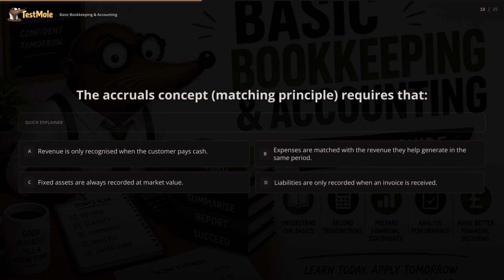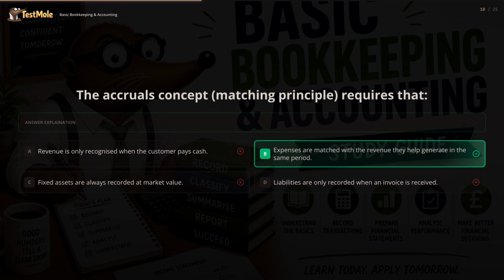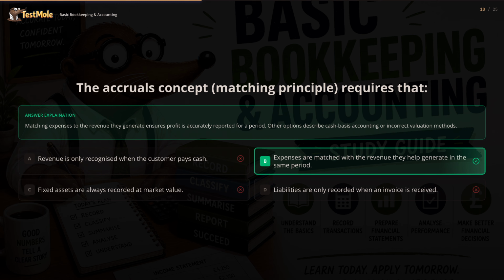Here are the options. A. Revenue is only recognized when the customer pays cash. B. Expenses are matched with the revenue they help generate in the same period. C. Fixed assets are always recorded at market value. D. Liabilities are only recorded when an invoice is received. The answer is B. Matching expenses to the revenue they generate ensures profit is accurately reported for a period. Other options describe cash basis accounting or incorrect valuation methods.